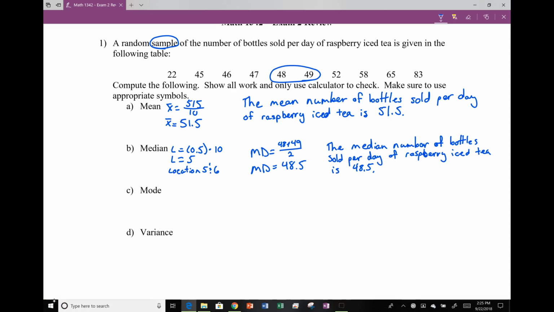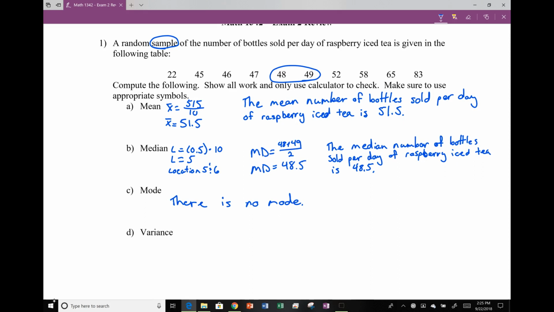Next, we want to look for the mode. The mode is the one that occurs more often than any other. Well, whenever I look at my data, every single one of these occurs the same number of times. Therefore, there is no mode in this particular case. No mode.